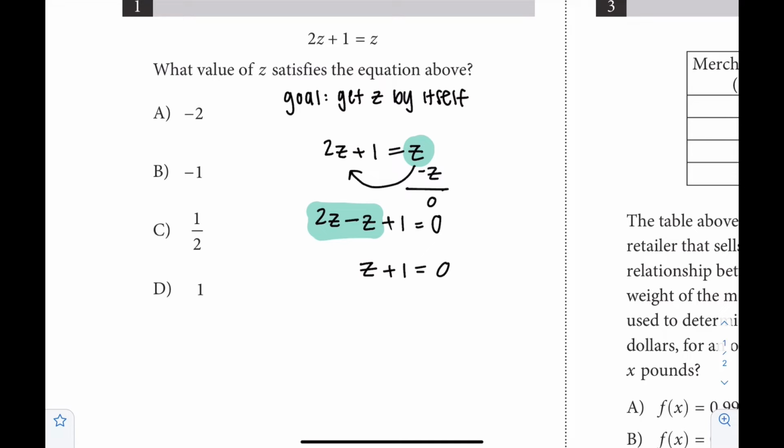And we're not quite finished yet because z is not by itself. Let's get rid of this 1 by subtracting it on this side to give us 0 to cancel it out. And then we also have to subtract it on this side. So we'll get negative 1 here, which means that z equals negative 1. And so now we know what z equals. It's by itself, which means that the answer choice that we need is B, because B, negative 1, satisfies the equation. So that's the answer to number 1.